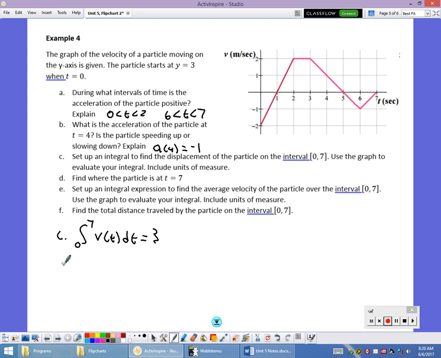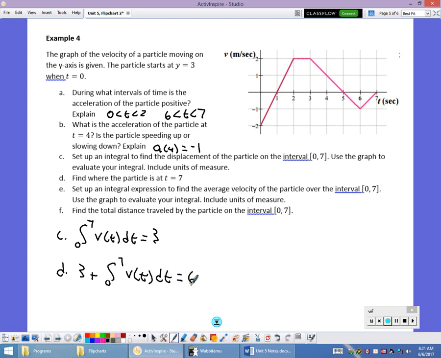In part D, this one I'm asking you to find where the particle is at 7. So what I'm going to do is take this initial starting point at y equals 3. So it's going to be 3 plus that integral up there, the integral from 0 to 7 of v of t dt. That starting at 3, that integral is 3, so this is 6.